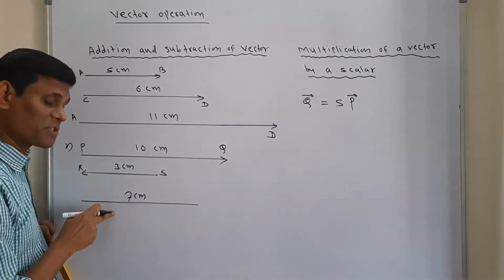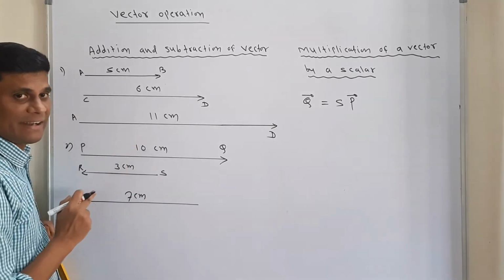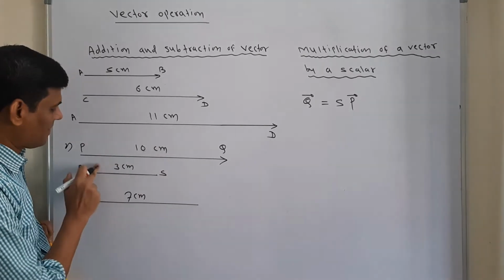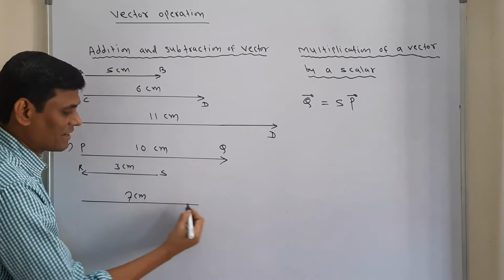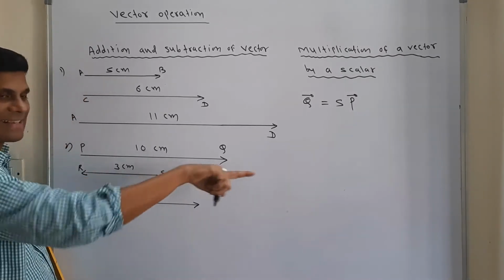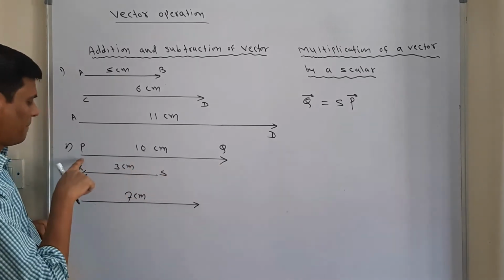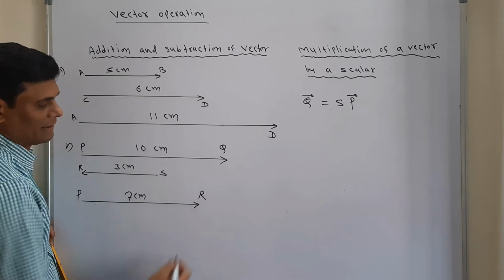And the direction of the resultant vector is the same as that of the larger vector. So of the two, which value is larger? 10. So what is its direction? This side. So the resultant after subtraction, whatever vector you get, will have the same direction as that of the larger value. Means the starting point was P and the ending point is R.